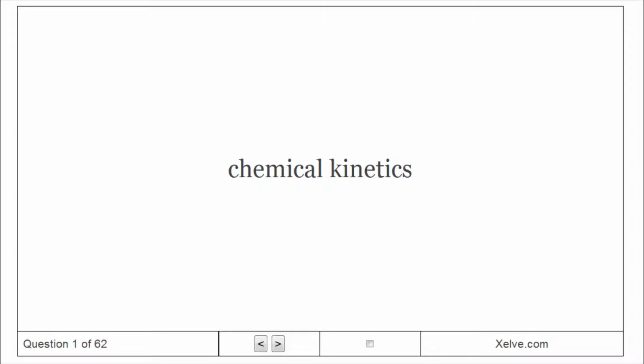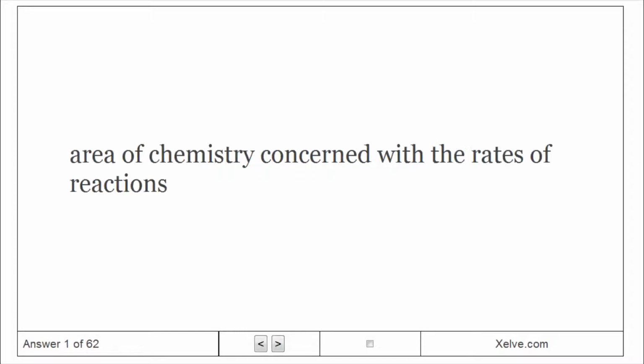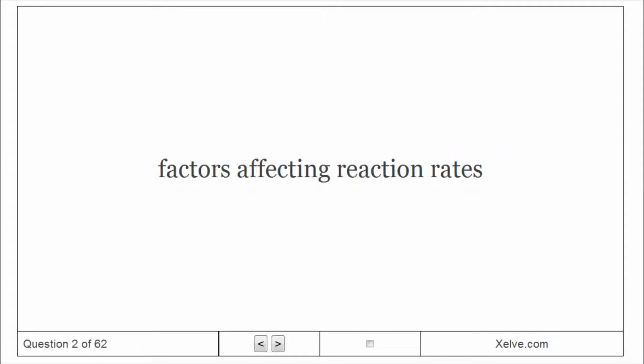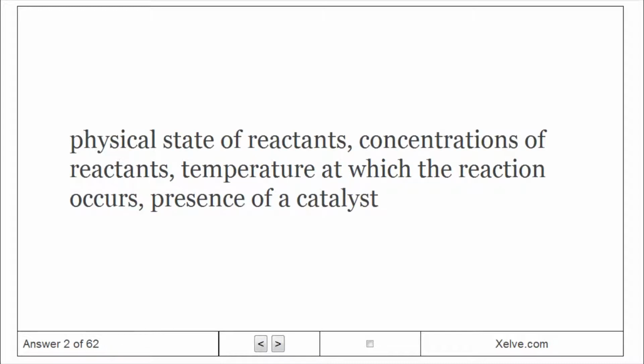Chemical kinetics. Area of chemistry concerned with the rates of reactions. Factors affecting reaction rates: physical state of reactants, concentrations of reactants, temperature at which the reaction occurs, presence of a catalyst.